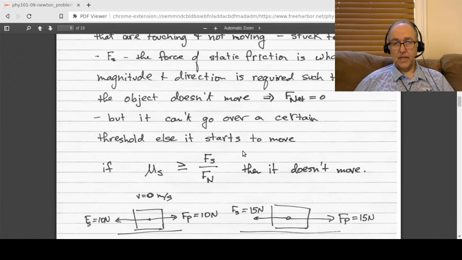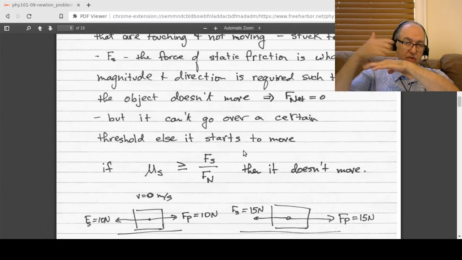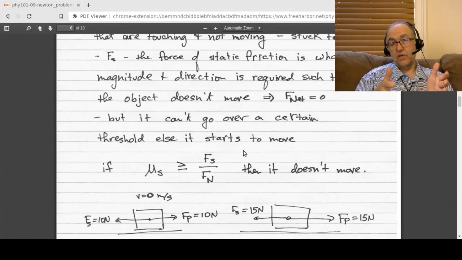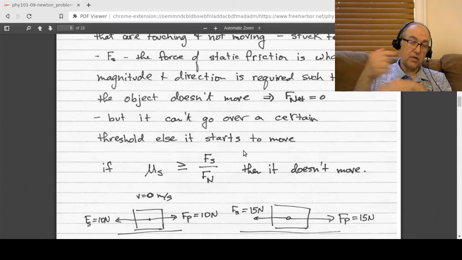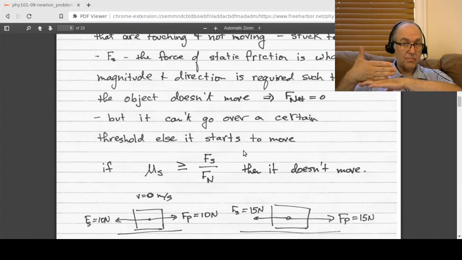All right, so that's the first thing to keep in mind. The second thing is that the force of static friction can't just grow on forever. So if I've got my box on top of a surface and I push on it, the force of static friction will adjust and stop it. I push harder, the force of static friction will push harder in the opposite direction. But at some point, I'm going to push hard enough that I'm going to overcome the static friction and then the box will start to move.